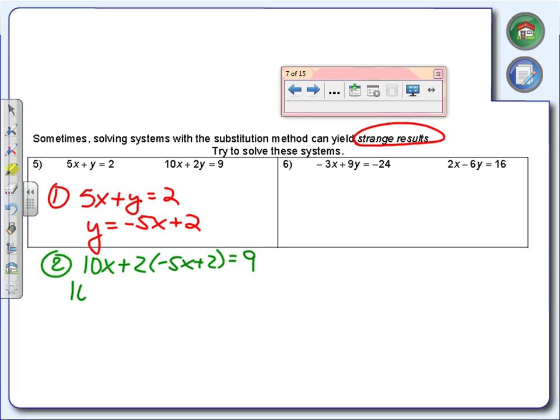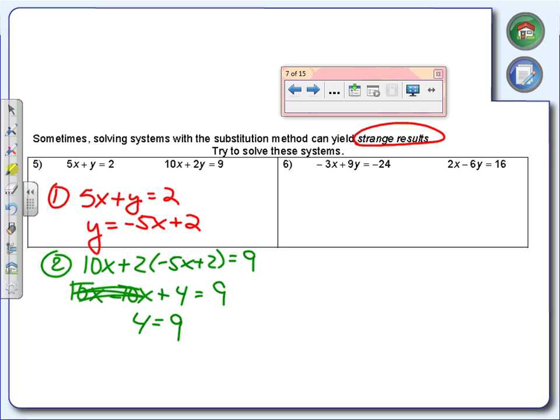Let's use some distributive property. 2 times negative 5x is a negative 10x. 2 times 2 is going to give me a 4. And of course, it still equals 9. Now I need to combine the like terms. I've got 10x minus 10x. What is 10x minus 10x? 0x. There are no more x's. They're all gone. So I've got 4 equals 9.